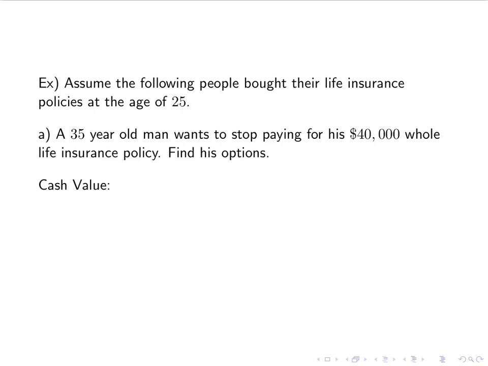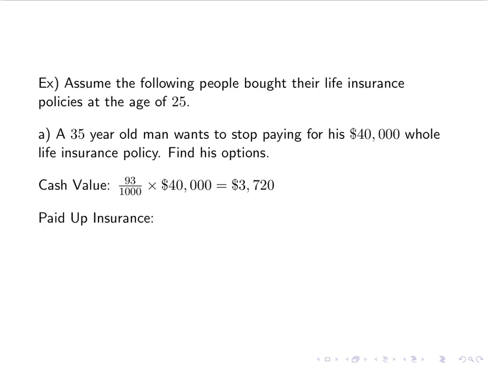So for cash value, we need to make sure that we're looking at whole life insurance and that he has been paying for it for 10 years. Okay, he's 35 now, he bought it at 25, so that's 10 years in force. And if we look at the table for cash value, we should be seeing 93. So we take the 93, divide it by 1,000, multiply it by 40,000. Again, that's equivalent to taking 93 and multiplying it by 40. And we get $3,720. So he could get a check for that amount and walk away, no longer be covered.